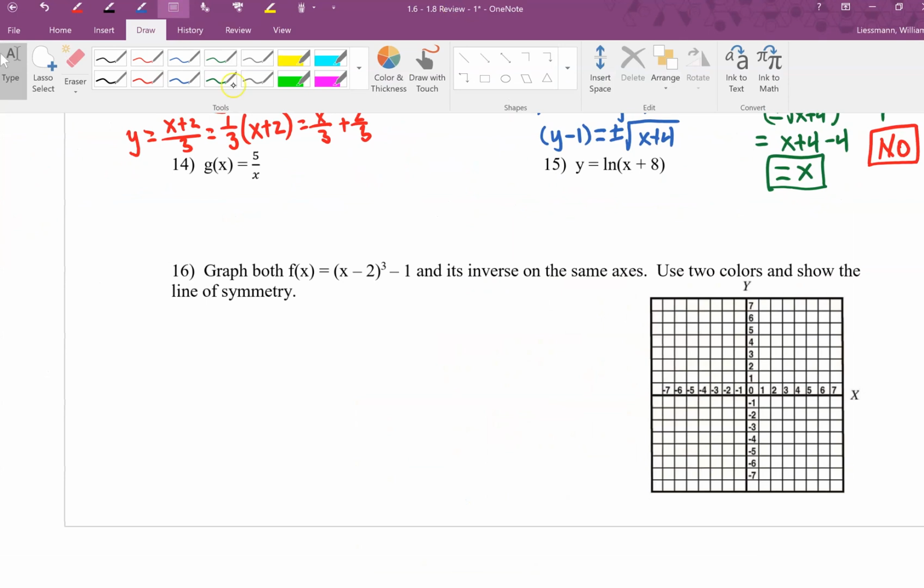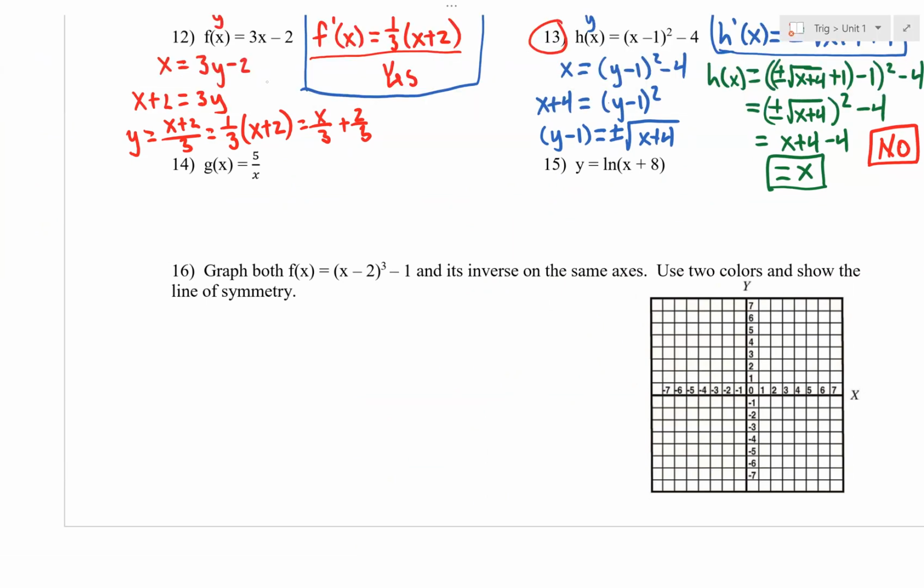For this next one, g of x is equal to 5 over x. When we try to find the inverse of this one, we're going to switch our x and y. So this one's going to say x is equal to 5 over y. Going to multiply both sides by y. And then we're going to divide by x. So this is going to be 5 over x.